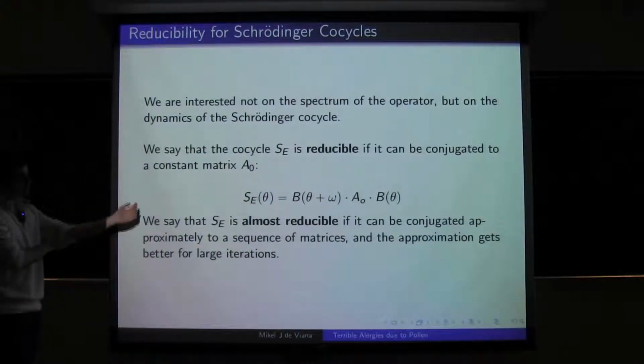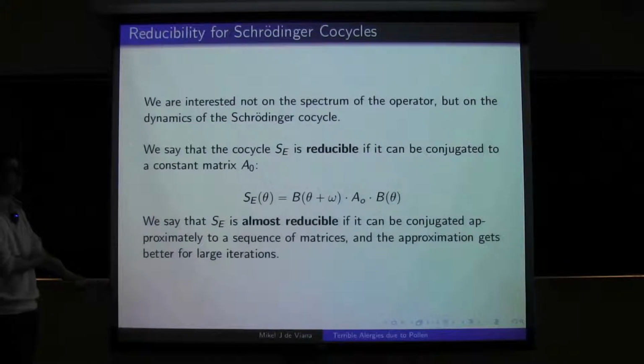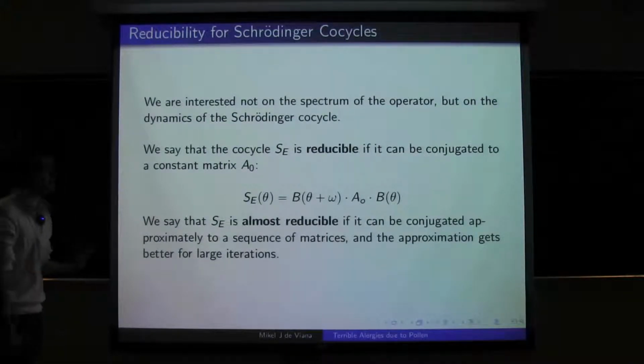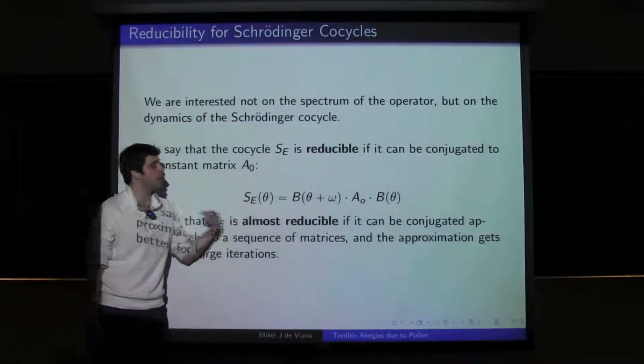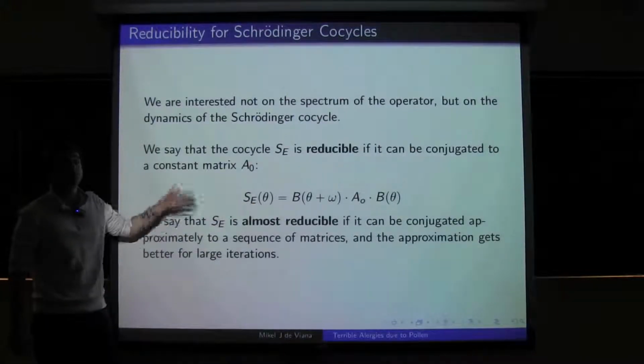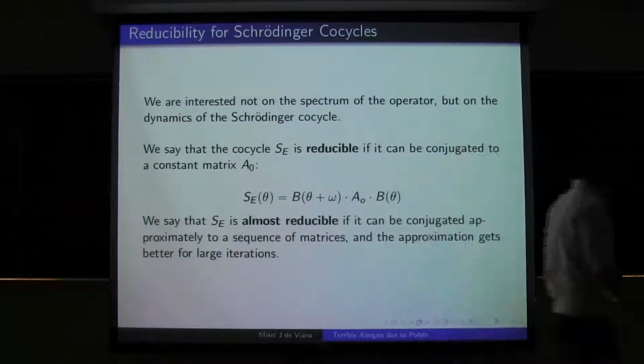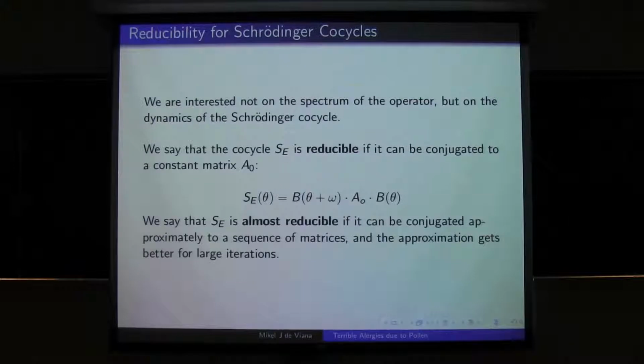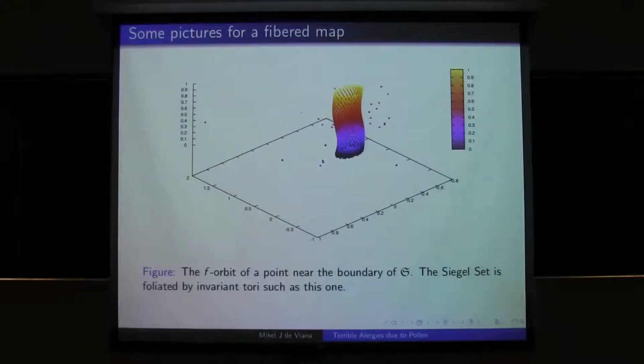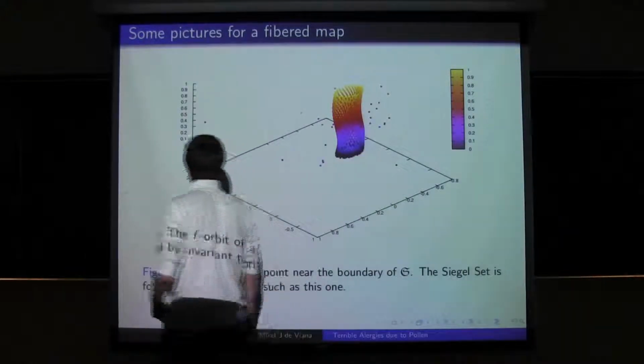Okay, so I don't have time to explain these two notions. They are difficult, complicated to understand, but let me just say that in the case of Schrödinger cocycles, results have been obtained in these two cases by Eliasson. And there are some pictures in the case of fibered maps. This is just so that you have some idea.